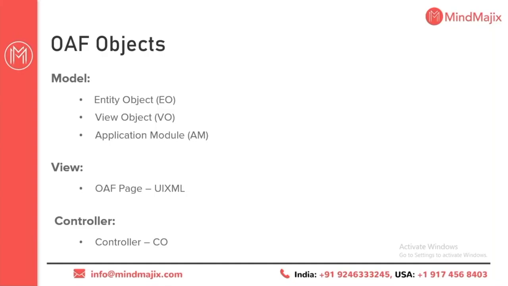So these are about the model. These three objects, EO, VO, and AM, form the model. Basically, the model is a container for EO, VO, and AM. These three objects are also called BC4J objects, the Business Components for Java. Coming to the view, this is nothing but an OAF page UI. It's developed using UI XML technology, and if you open any OAF page, you can see all the XML tags.